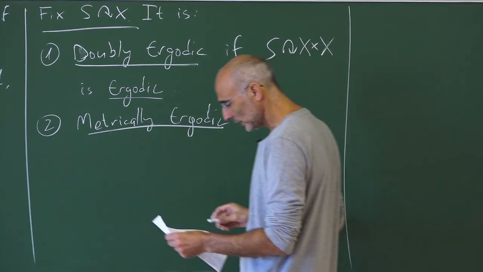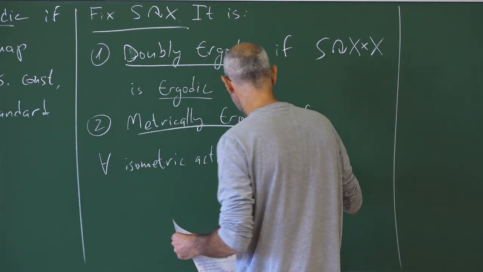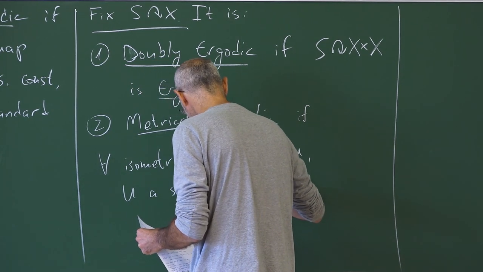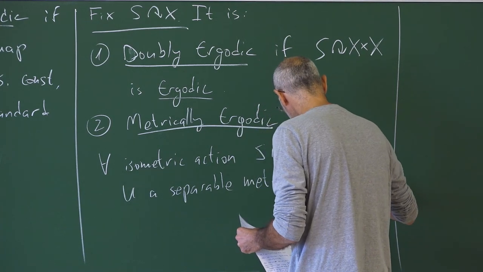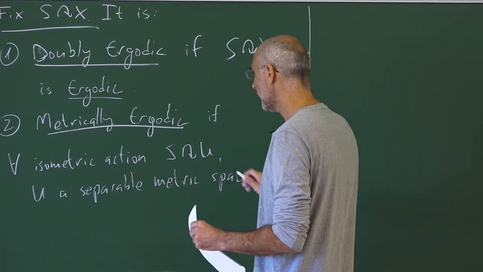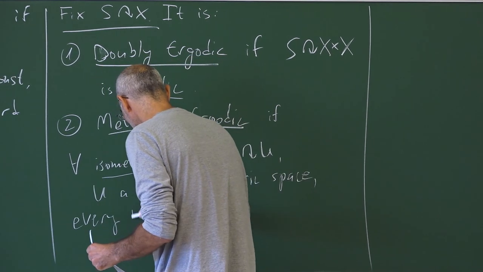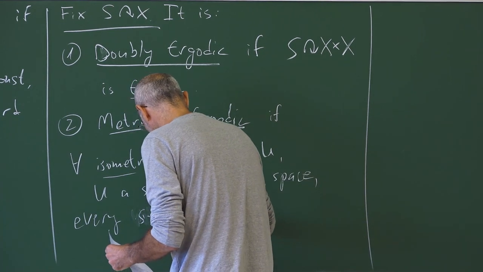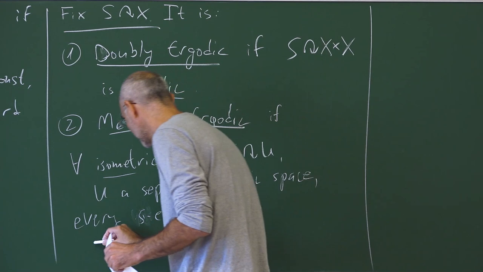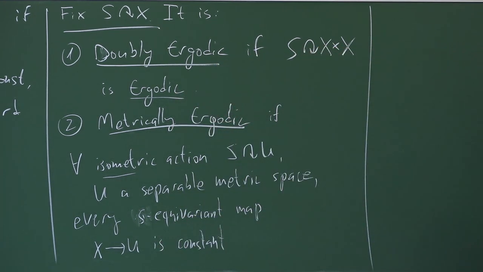Now comes a bunch of parameters. If for every isometric action of S on U, U a separable metric space, usually I can assume it to be also complete, so it is a Polish space, but the metric structure now is not implicit, it is important. If for any isometric action of S, every S equivariant map, I will just write in the future S map, X to U is constant. Constant means essentially constant by our definition of a map.